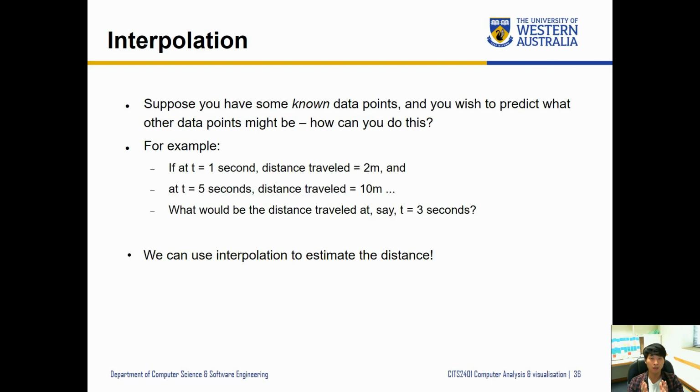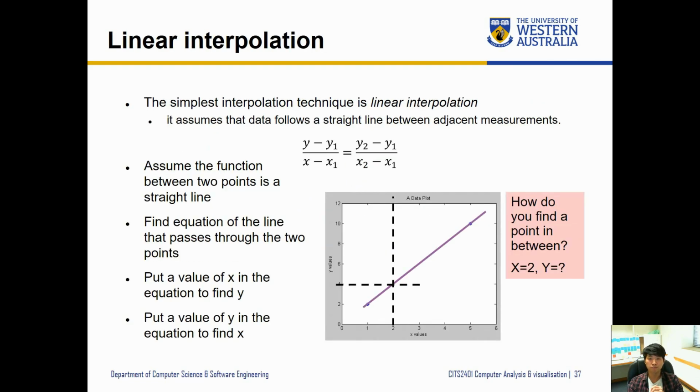For example, if at time t equals 1 some object has traveled 2 meters, and at time t equals 5 it was at 10 meters, then you could try to guess where it could have been at, say, t equals 3. So how would you do that? There are many ways of doing this mathematically, but what we can do is use Python functions, actually NumPy functions, that provide those interpolation solutions. So we can use interpolation to estimate distance, and this can be done using some of the Python libraries.